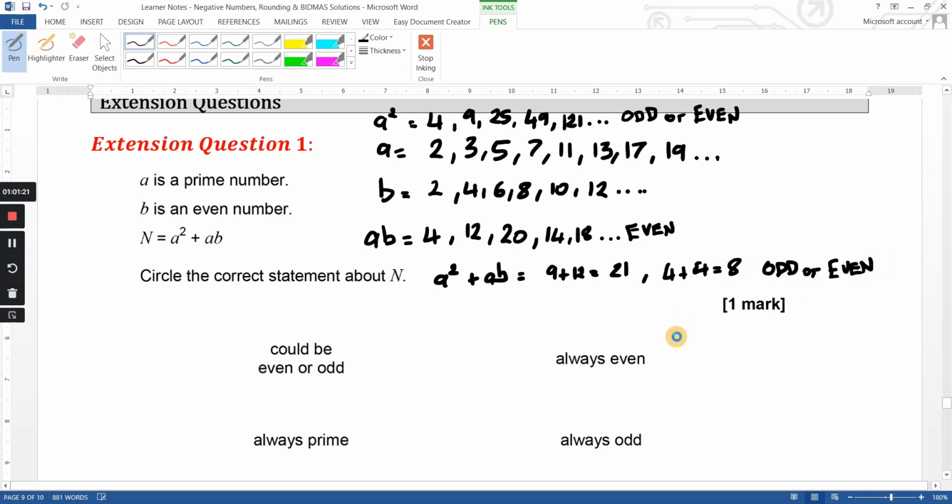Yep, definitely not prime, because 8 is not prime. So the only option I can see is could be even or could be odd. So definitely that one is your answer.